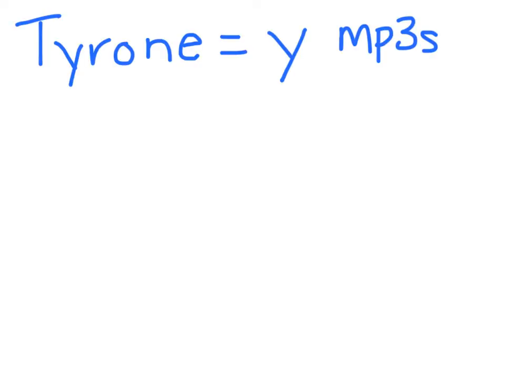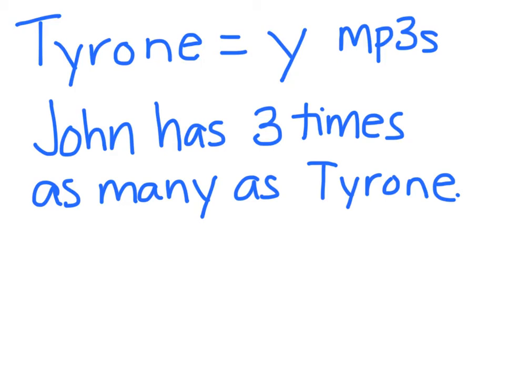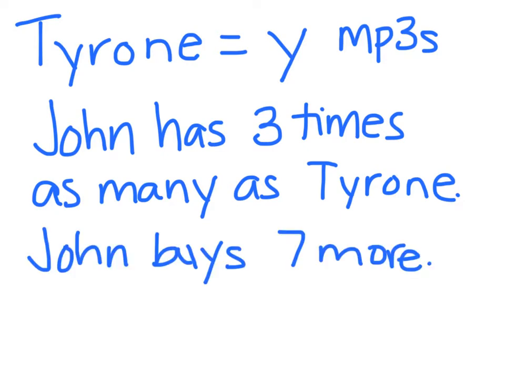Our first problem goes like this. Tyrone owns Y MP3s. John has 3 times as many MP3s as Tyrone. Then, John buys 7 more. How many more MP3s does John have than Tyrone?